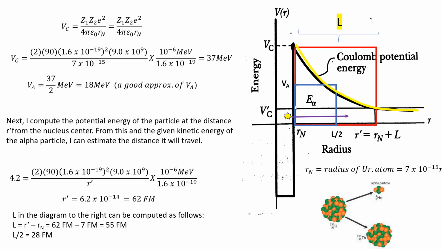Now what I really want is this distance here, L. I can get that by subtracting r sub n from this r prime, and when I do that, I get 55 femtometers. That's 55 times 10 to the minus 15th. When divided by 2, that brings me back to the barrier that I've created to approximate this yellow barrier. The reason I'm doing that is because the mathematics for solving square barriers is really well known, and that's what I've shown you thus far.